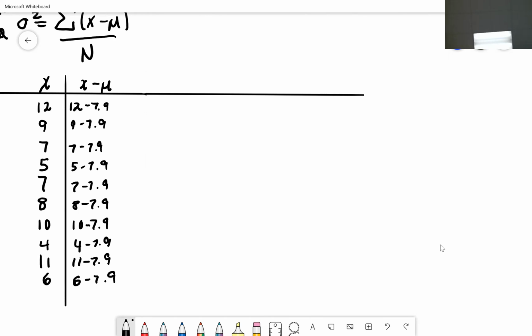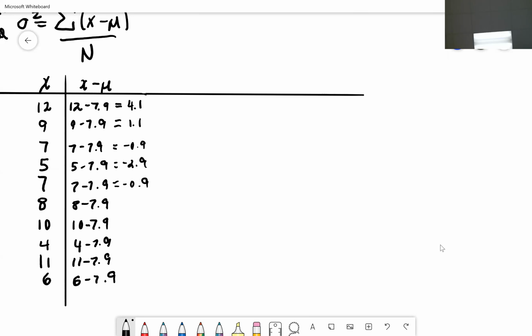All right, so 12 minus 7.9, that's 4.1. Let me make it bigger there. 9 minus 7.9, that's 1.1. 7 minus 7.9, that's negative 0.9. 5 minus 7.9, that's negative 2.9. 7 minus 7.9, that's negative 0.9.